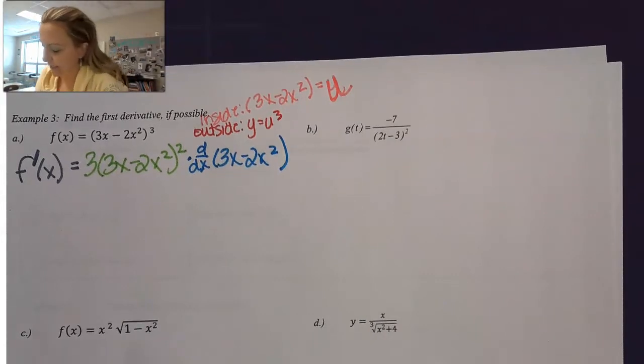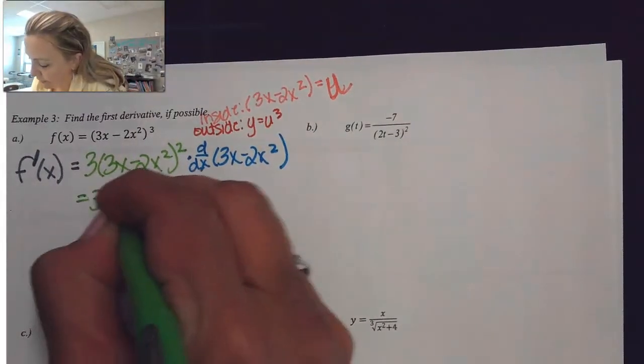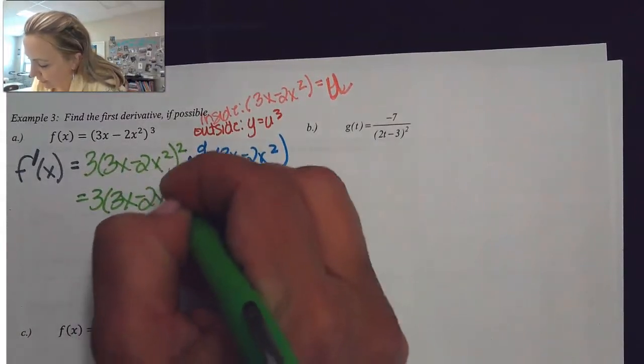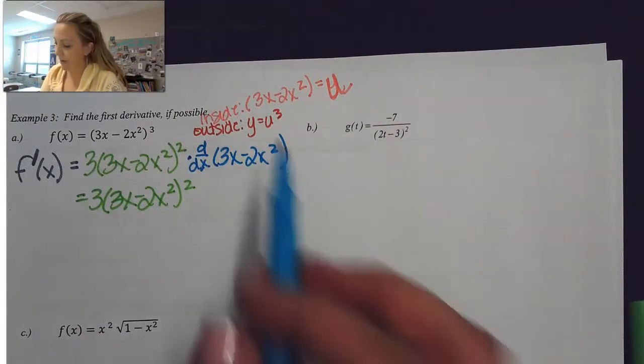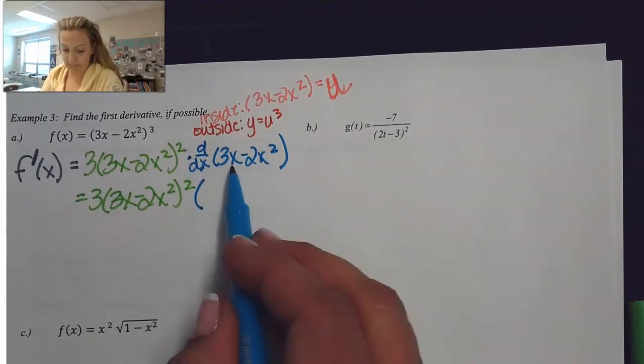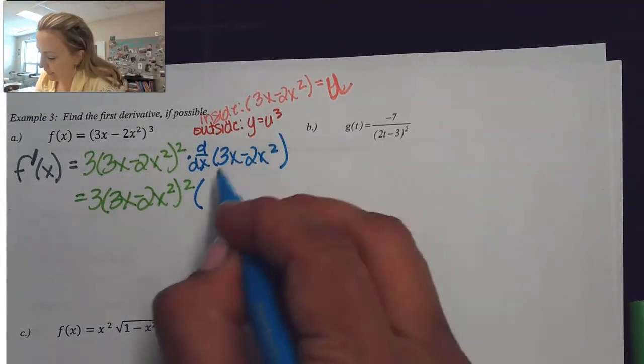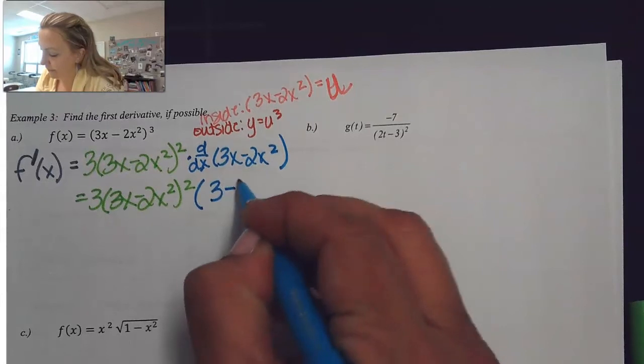So I'll just rewrite this again. 3 times 3x minus 2x squared, squared. And now I want the derivative of this. So that ends up being 3 minus 4x.